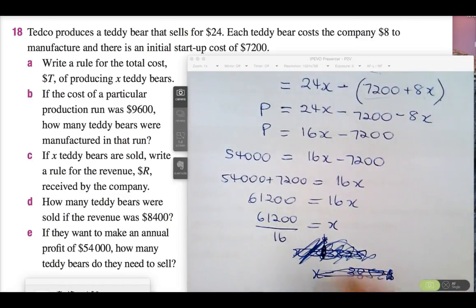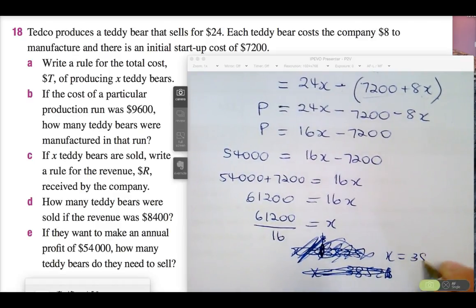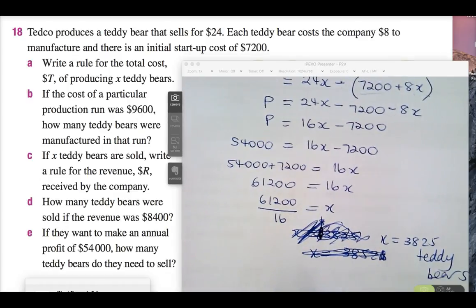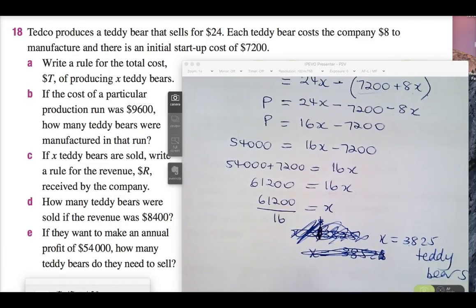What was the answer, girls? Girls, that's a $54,000 profit. So that's pretty good. Yeah, you have to make 3,825 teddy bears if you want to make $54,000 profit.